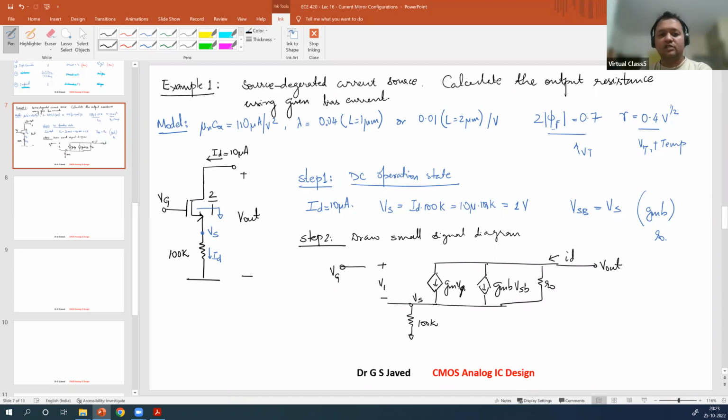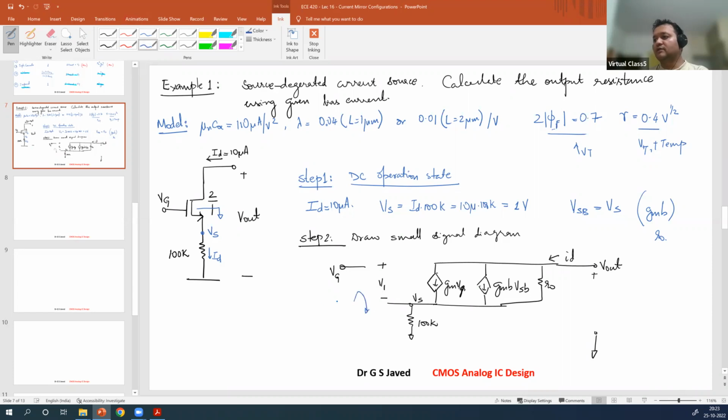So now that you have drawn the small signal diagram, what is the output resistance? Output resistance is total R out. Now where is V out? V out is taken with respect to the ground. Plus minus. Easier way of doing it. What are the simplifications you can do? Quickly. People have now become experts in that.